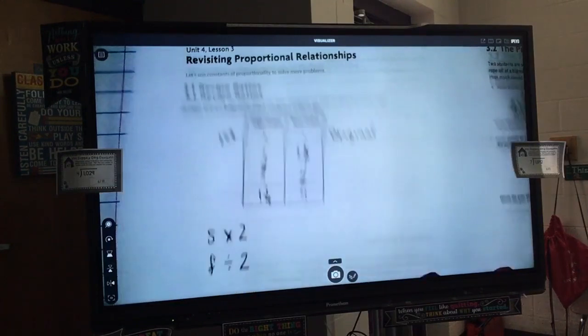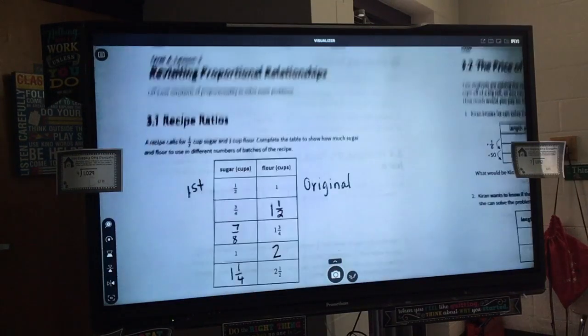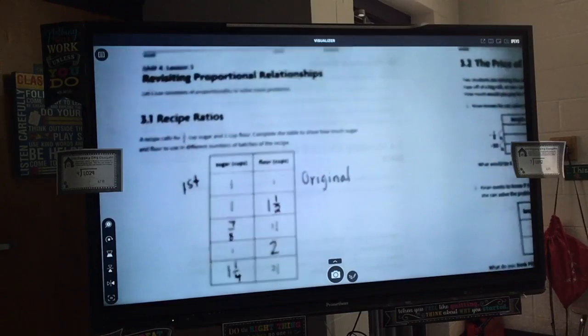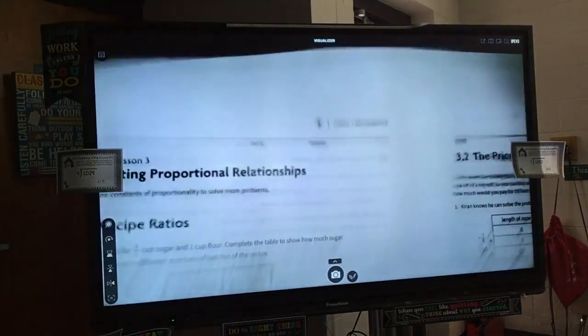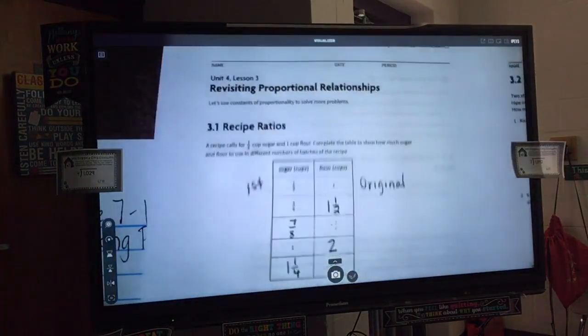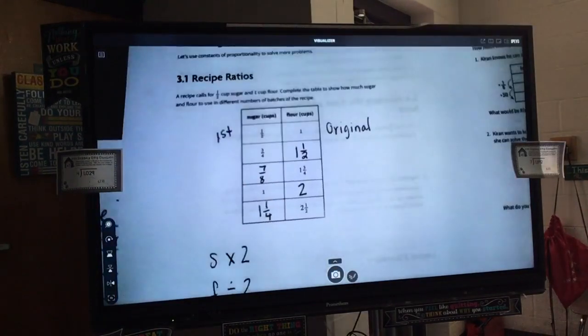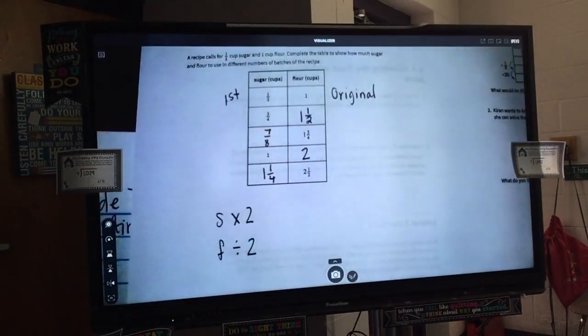Oops, sorry, can't see that. Okay, so that's essentially depending on, come on now, work with me here. Depending on which row or which number you had determined if you're multiplying or dividing.